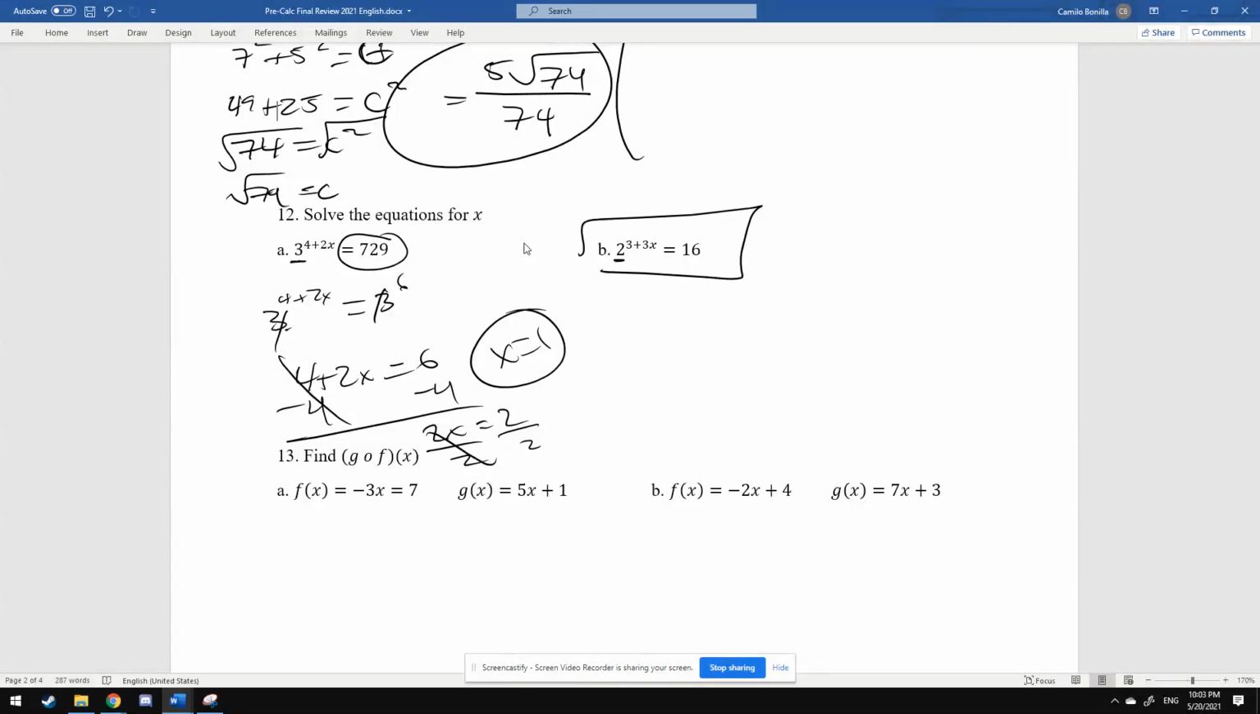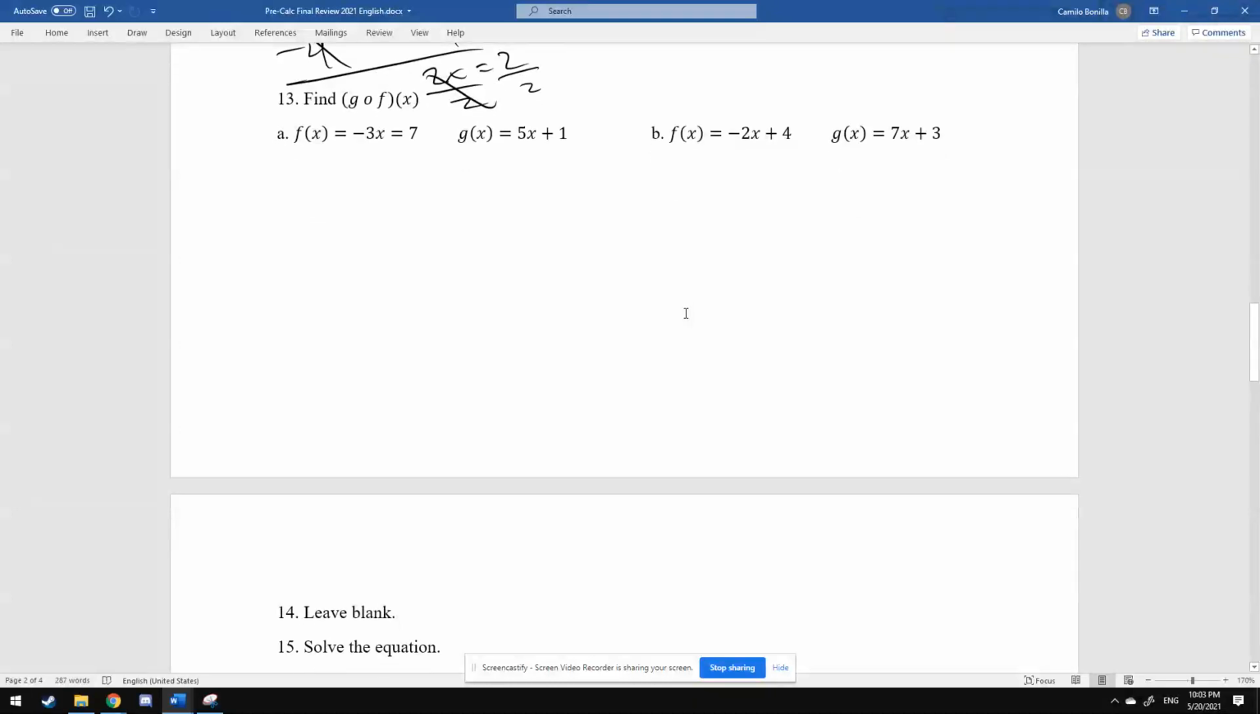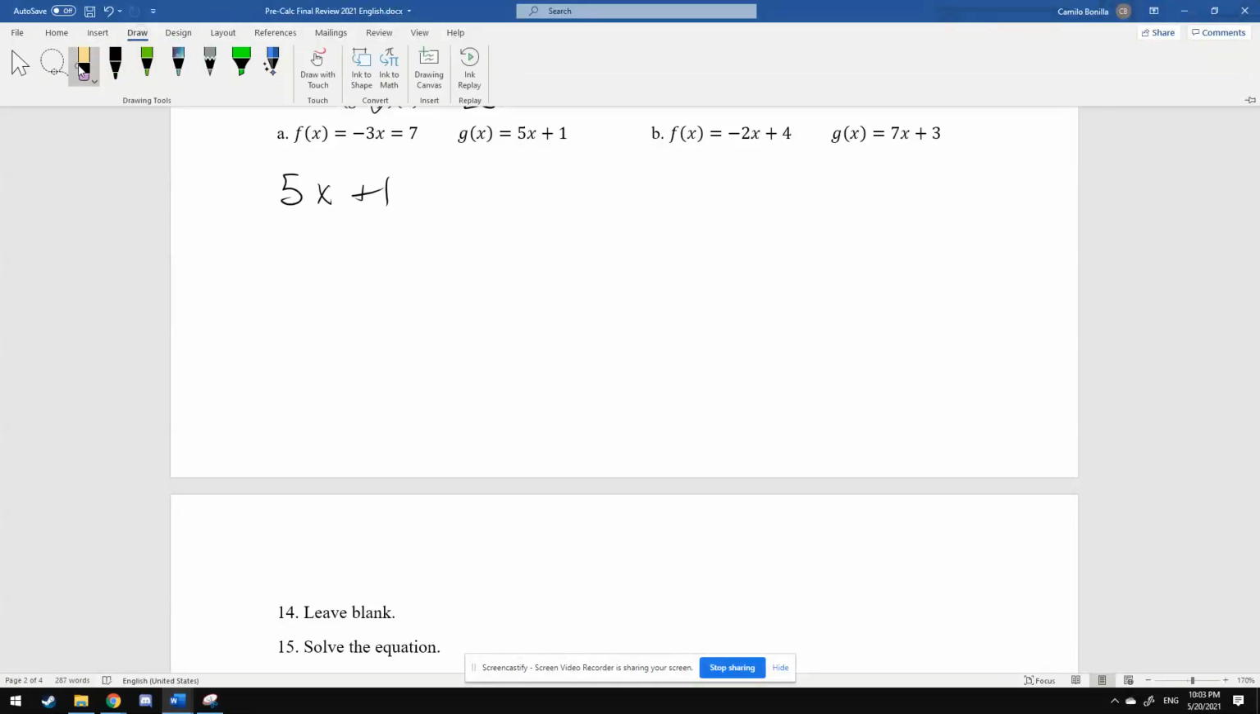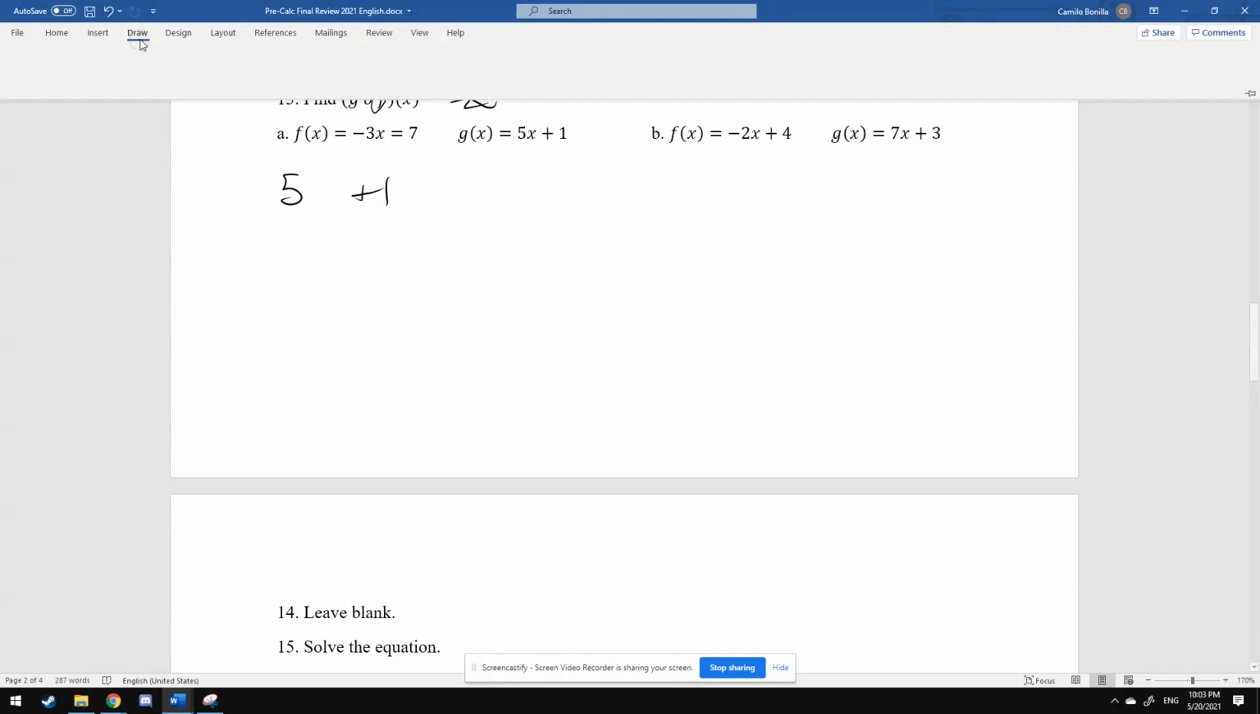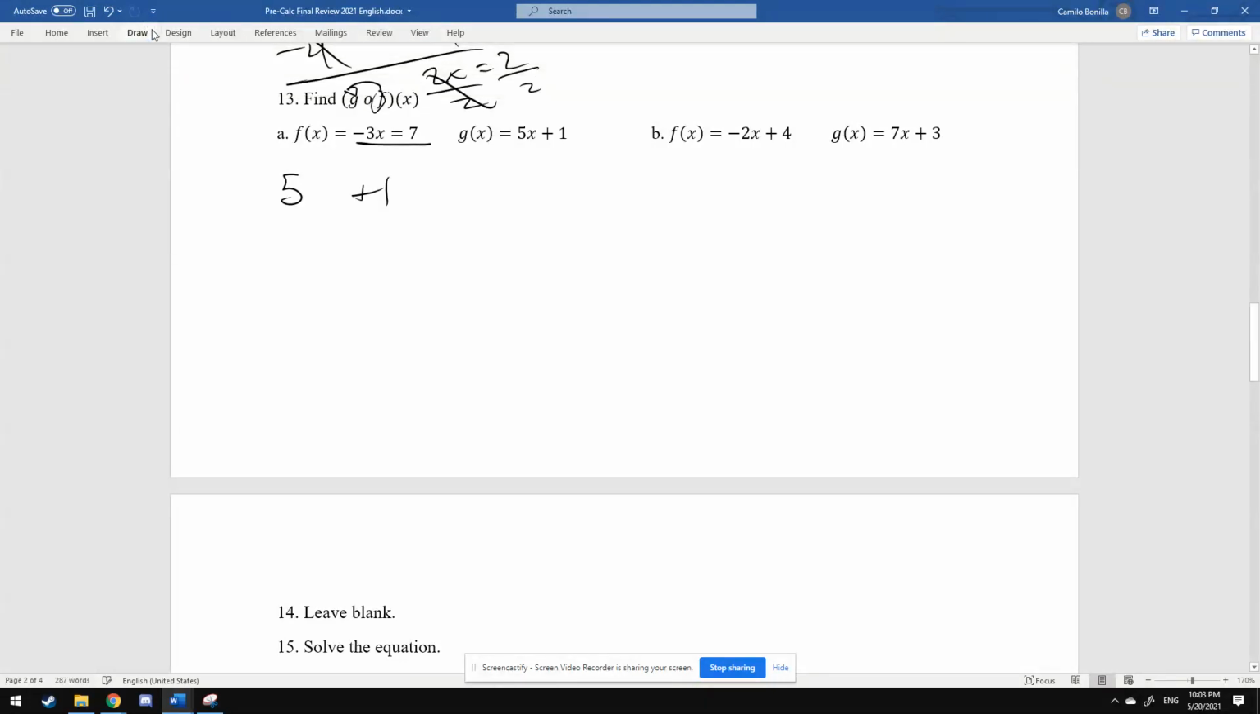And for the test, it'll be the same thing. G of f of x, so you have to take f and put it inside g. So you start with g, 5x plus 1, right? So you erase the x, and where the x was, you put this. So I got negative 3x.